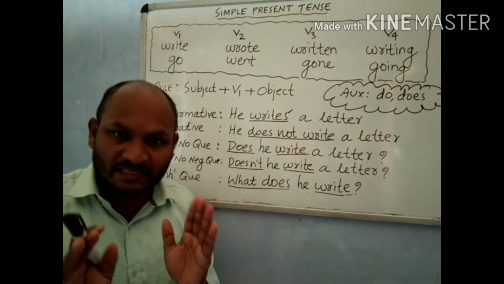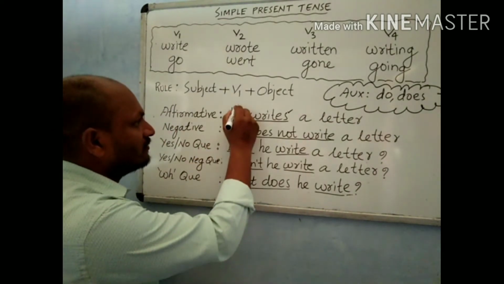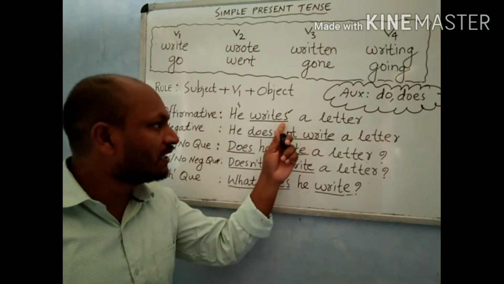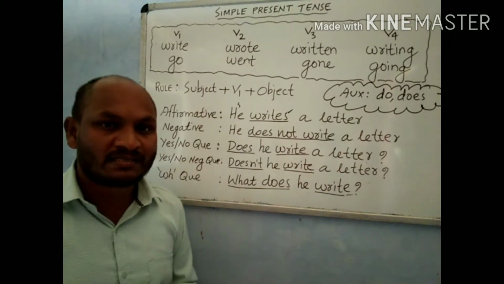In the simple present tense, there is a special rule. When the subject is singular, we must add s or es with the verb. This is a special rule in simple present tense.